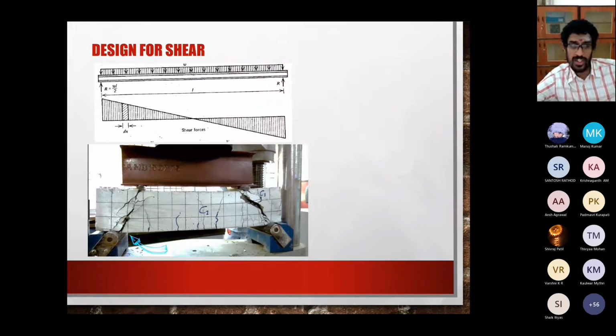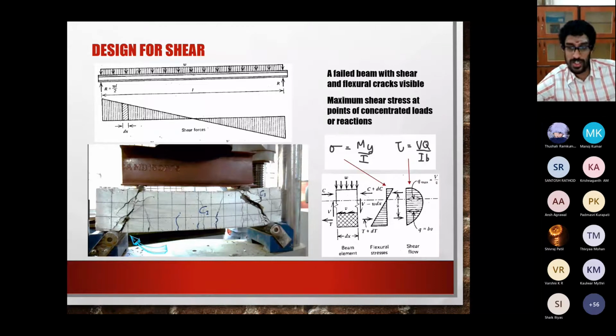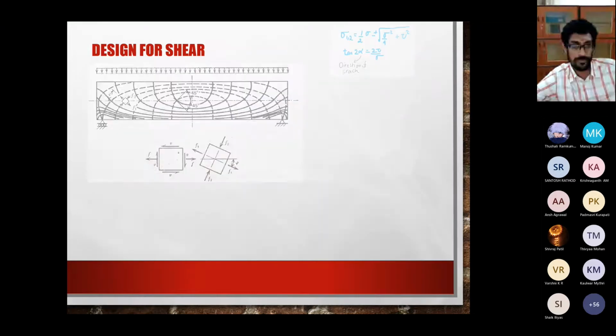Okay, fine. So basically, we were just looking at the necessity for shear design and how shear failure looks different from flexural failure. And also we had a look at how shear stress distribution will vary as compared to bending stress distribution. The relevant formulas are also given. So this is where we had stopped.